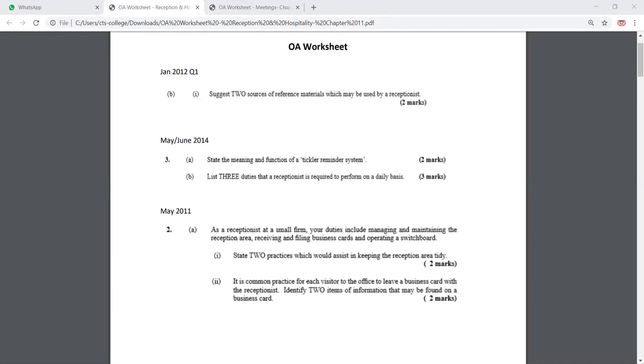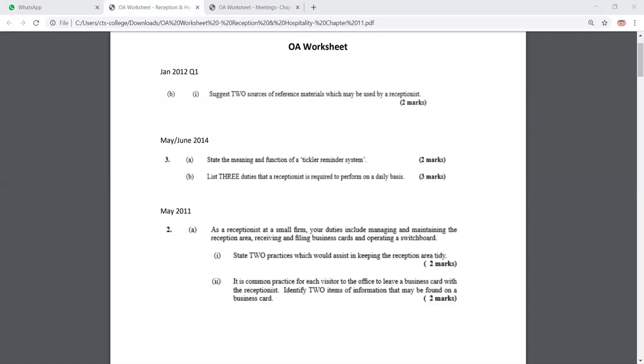Your name, Jaden. Very good. So two pieces of information that can be found on a business card would be the name of the company, one, and two, the contact information of that company. For example, it can have things like their telephone contact, email address, website. Any pieces of this information would be correct for two marks. Very good, Jaden. I'm very proud of you.